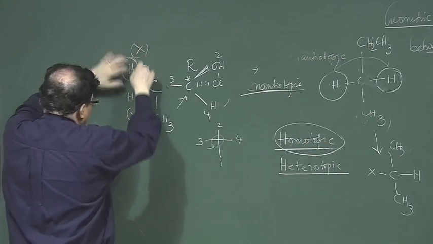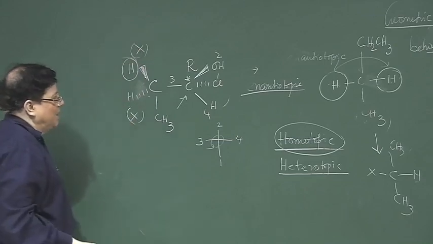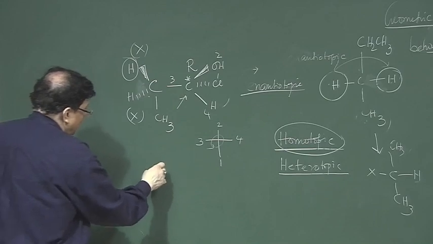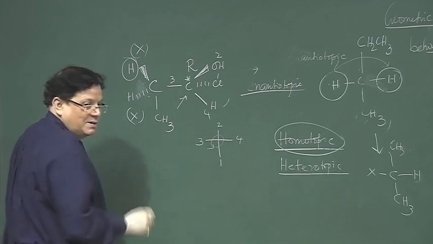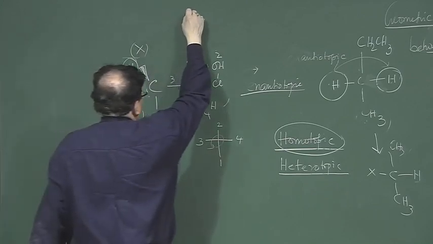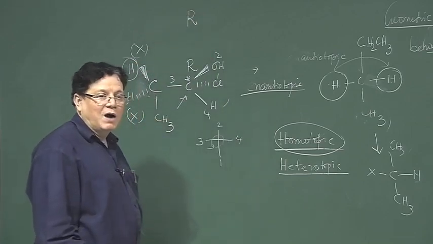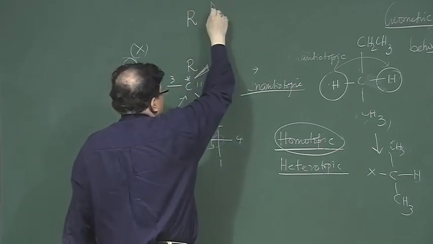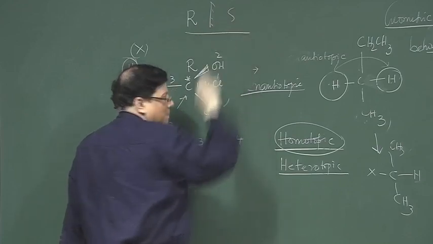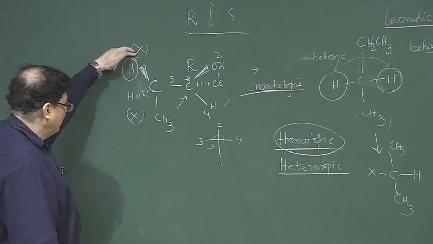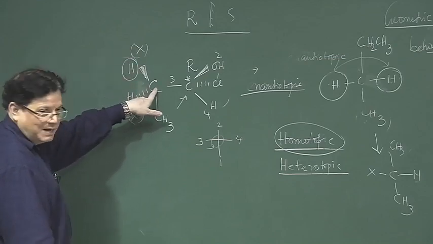So, either replace this by X or replace this by X. What will be the relationship between the two molecules? Now, to know that, one basic principle one should learn, and that is the mirror image of R is S. Okay. So, when you put a group X here, this becomes a stereogenic center.